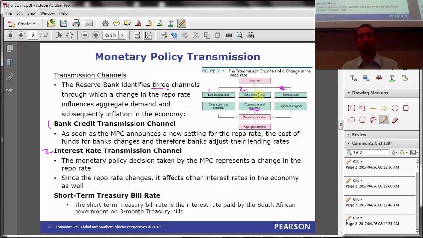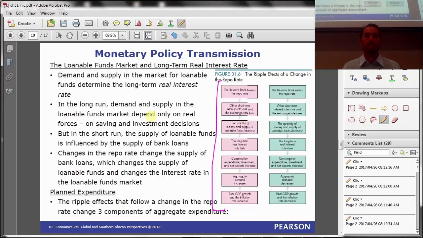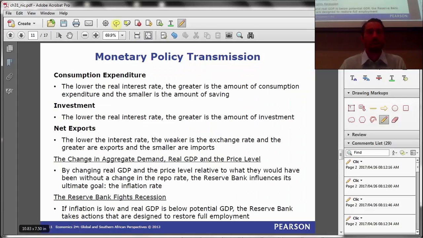Change in interest rates in loanable funds markets affects investment spending. So, change in the repo rate changes the supply of bank loans and it changes the supply of loanable funds. Okay? When you change bank loans, you also change things like savings. So it changes supply of loanable funds. And then obviously there's a ripple effect that follows from a change in the repo rate. What happens to consumption expenditure? The lower the real interest rate, the greater is the amount of consumption expenditure and the smaller is the amount of saving. Okay? That's one effect on savings.